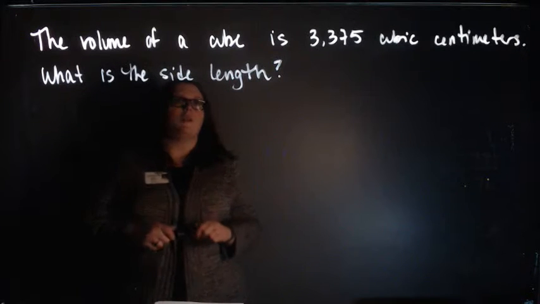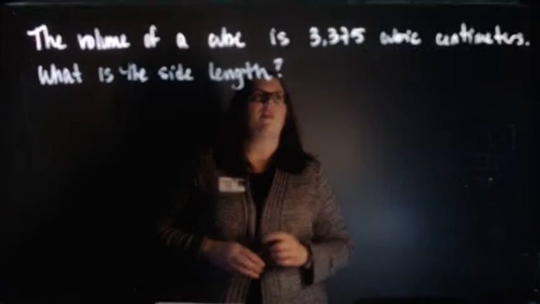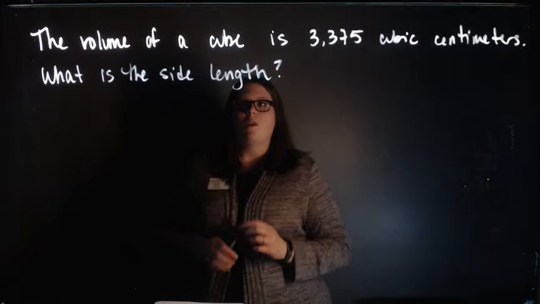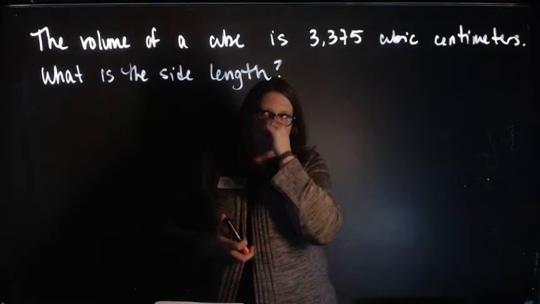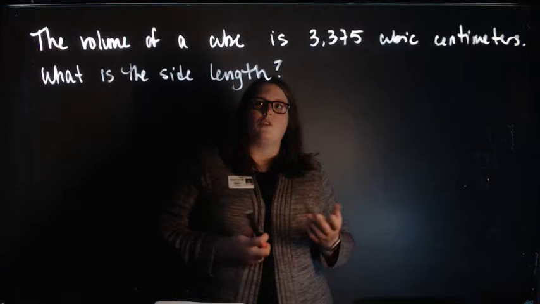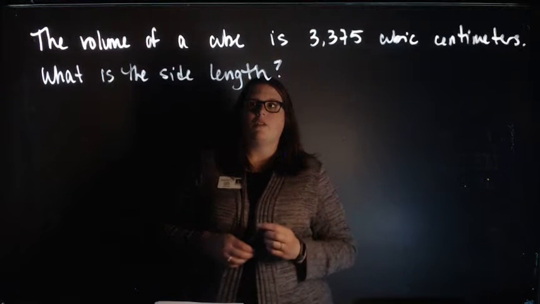The volume of a cube is 3,375 cubic centimeters. What is the side length of this cube? So first, it's always helpful to draw a picture just to see what this would look like.